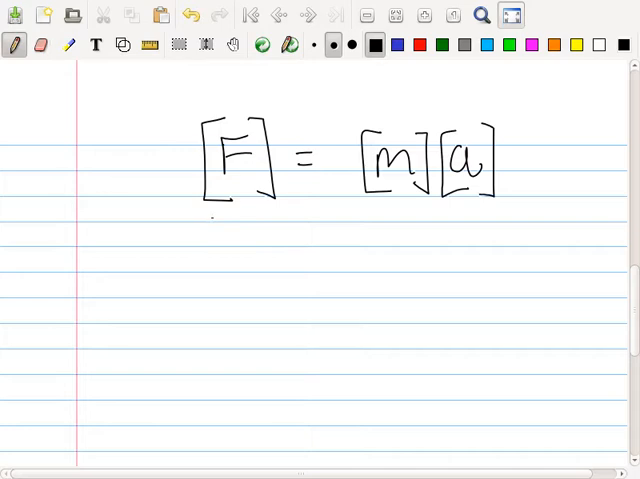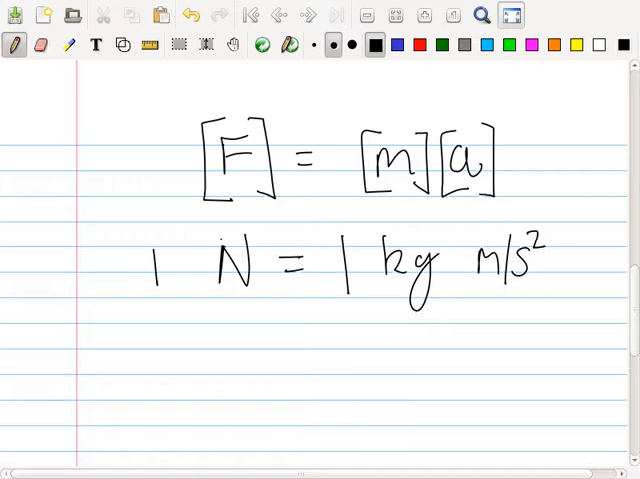What units do we use for F? Do you remember? Newtons. And what do we use for mass? Kilograms. And acceleration? Meter per second squared. So in fact, you're allowed to say that 1 Newton is the same as 1 kilogram meter per second squared. So you're allowed to change this.